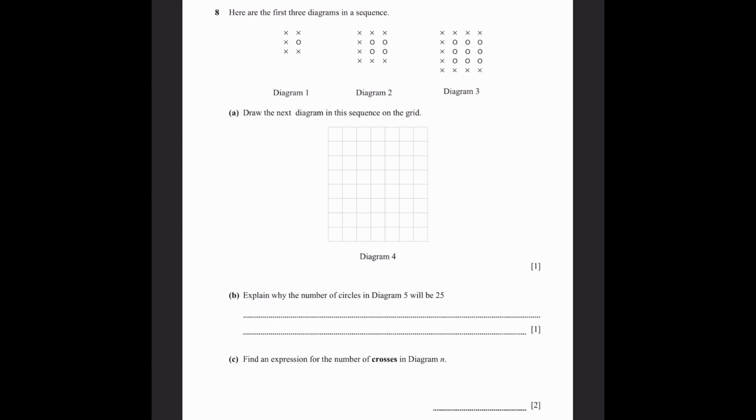Question 8. Here are the first 3 diagrams in a sequence. A. Draw the next diagram in the sequence on the grid. So first, we can see for diagram 1, there's 1 circle. Diagram 2, 4 circles. Diagram 3, 9 circles. Which means the number of circles is the number of the diagram squared. 1 squared is 1, 2 squared is 4, 3 squared is 9. And now, for diagram 4, we'll have 16 circles. Let's just draw these first.